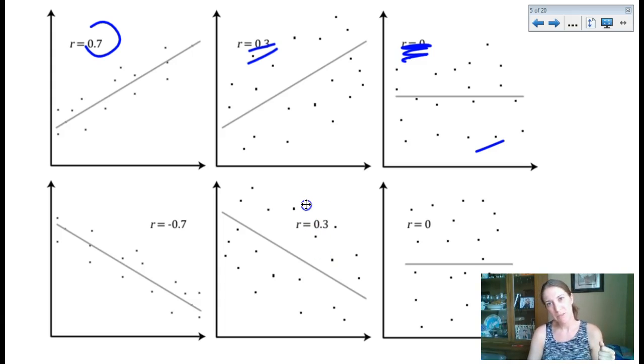I think there's a typo on this one. It's supposed to be negative 0.3, maybe. I'm not real sure. Maybe not. And 0. So these are some examples of what I would consider not great correlation.